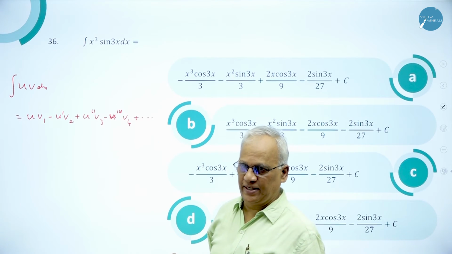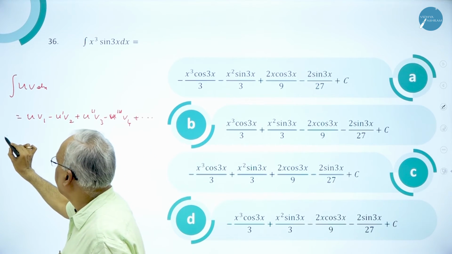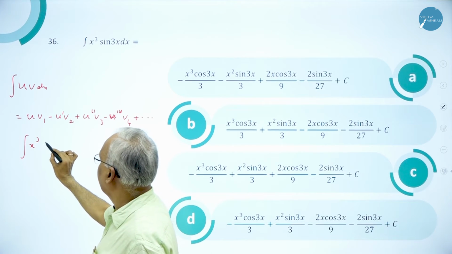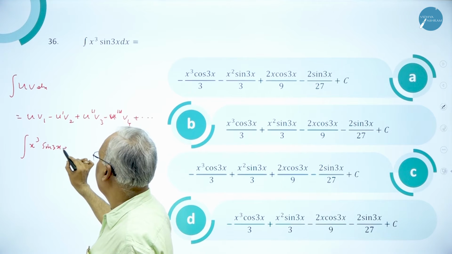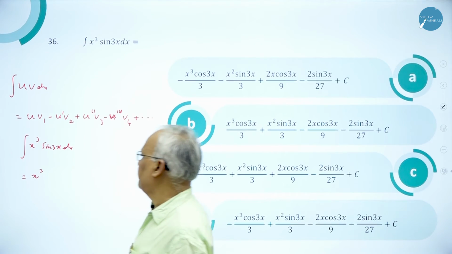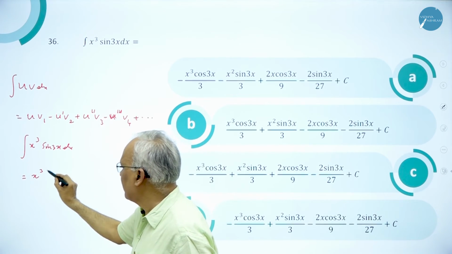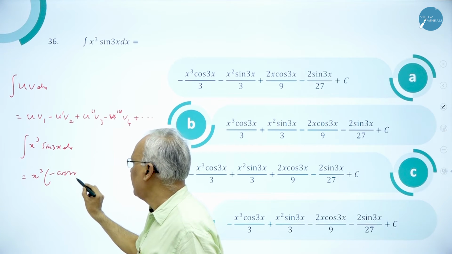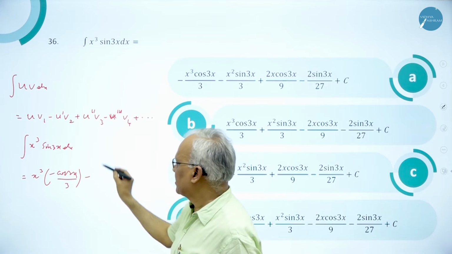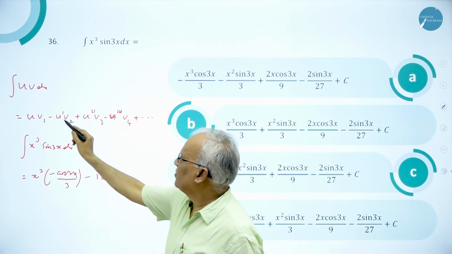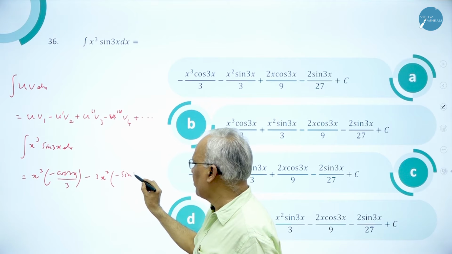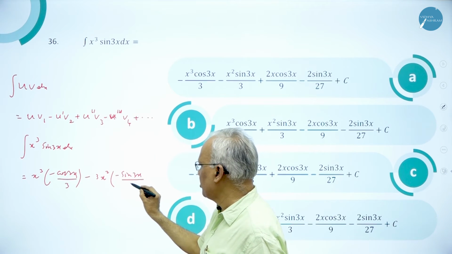stand for successive integrals. So here u is x cube. You take u as x cube and v as sin 3x into dx. Now use this formula. U, what is u? x cube into v1, which means the integral of this. What is that? Minus cos 3x divided by 3. Next, minus u dash. What is that? 3x squared into v2, which means the integral of this, which is minus sin 3x divided by, one more 3 will join, it becomes 9.